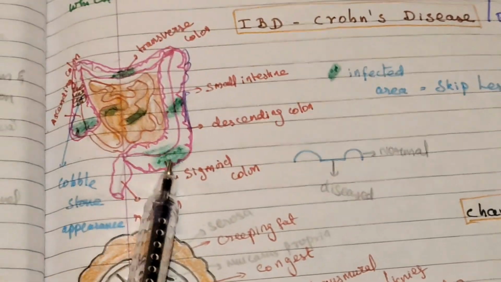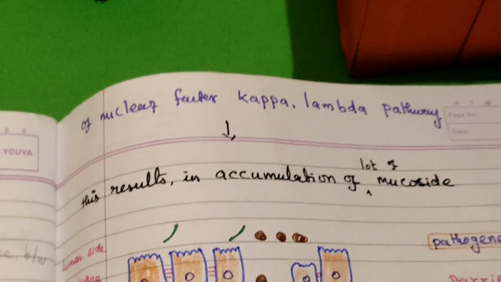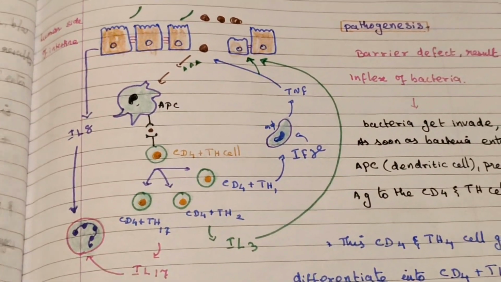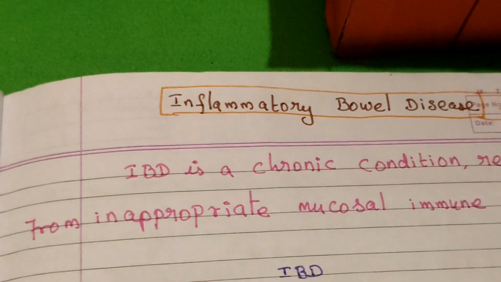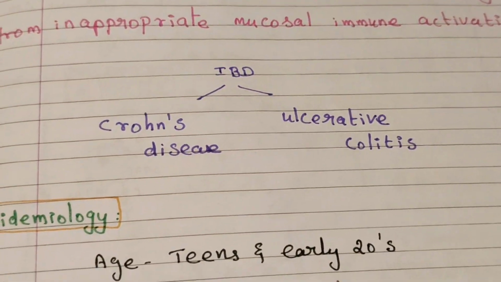This one is a skip lesion. This one is the pathogenesis of inflammatory bowel disease, Crohn disease and ulcerative colitis.